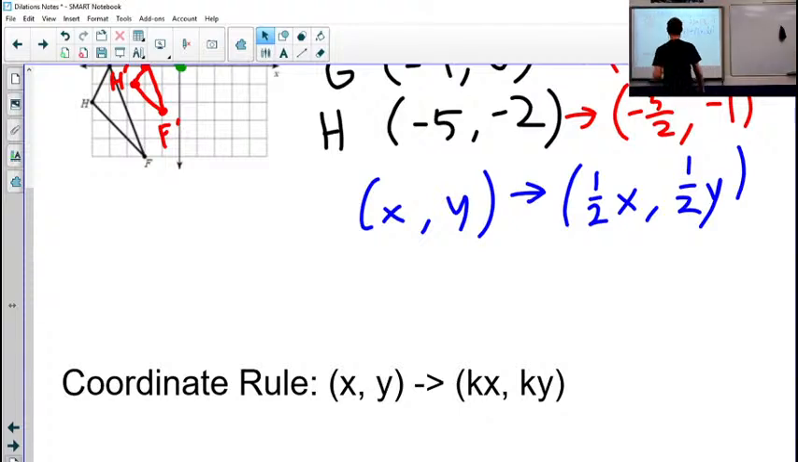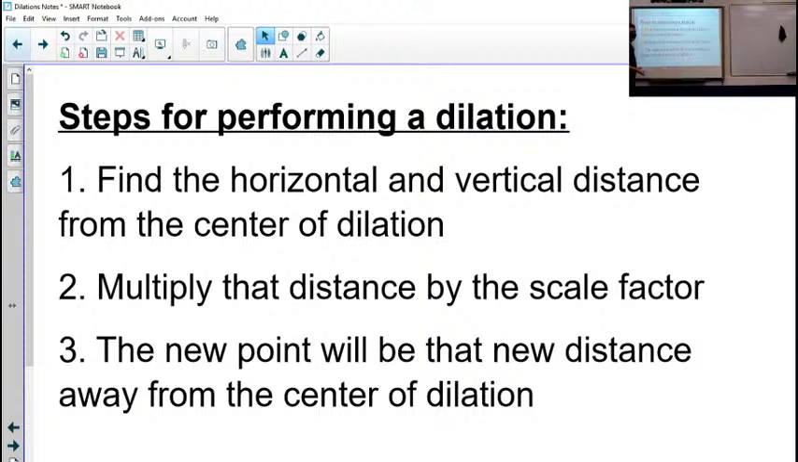So that's the process. If you want to write those steps, either on the back of your notes or on a separate sheet, for those of you that like the step-by-step process, there it is for you to write down.